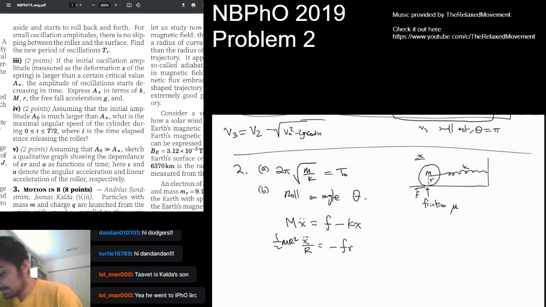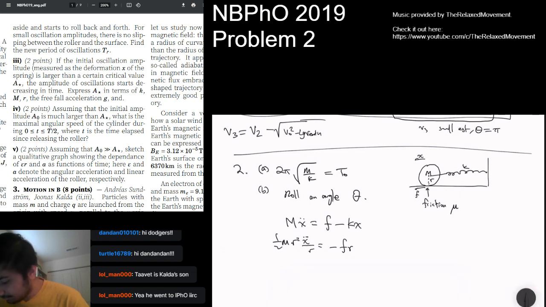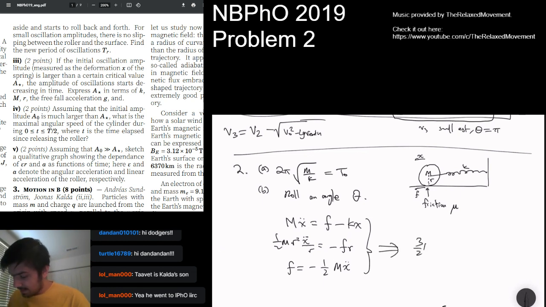So if we eliminate F, also, I don't know why I had R in two different sizes. This thing should just be R. Okay, so F is equal to negative 1/2 mx double dot. So then this implies that 3/2 mx double dot is equal to negative kx, so x double dot... So the period is equal to 2 pi root 3m over 2k.